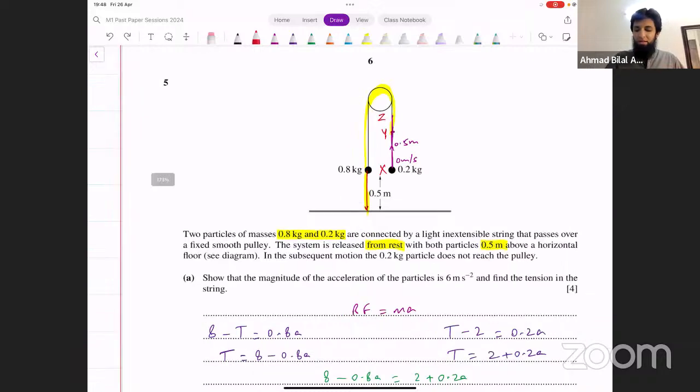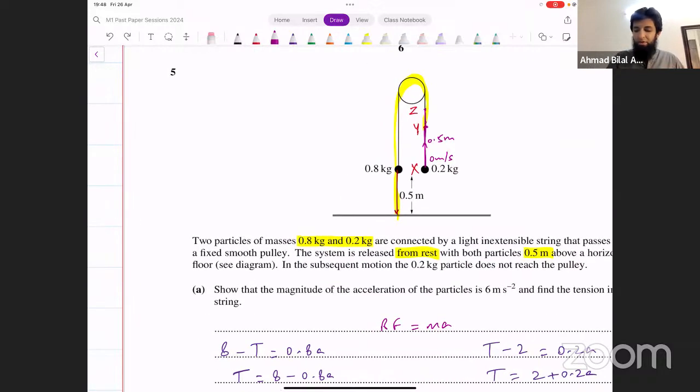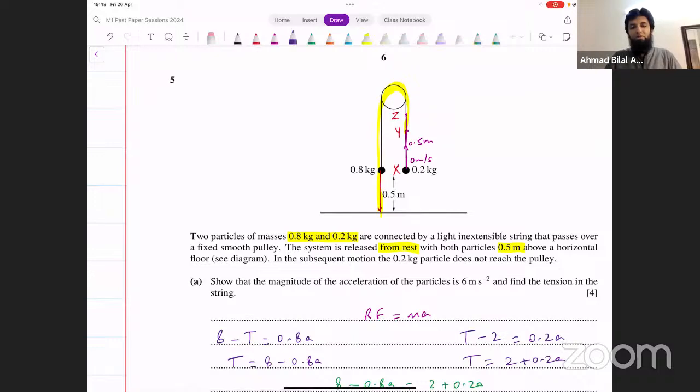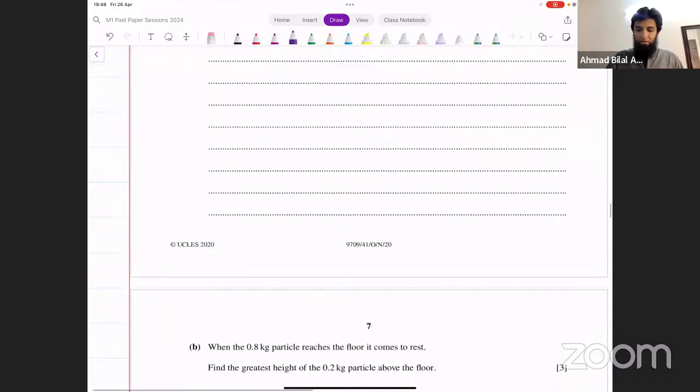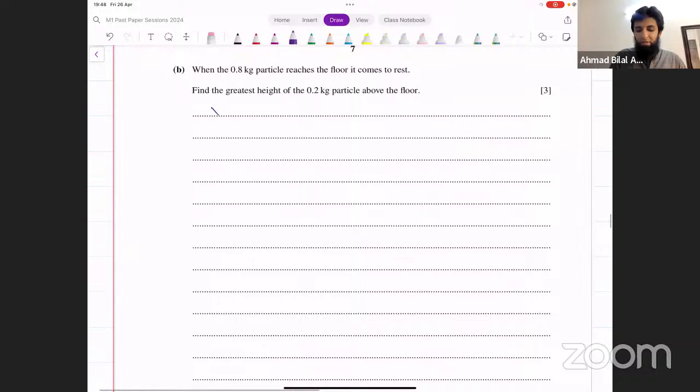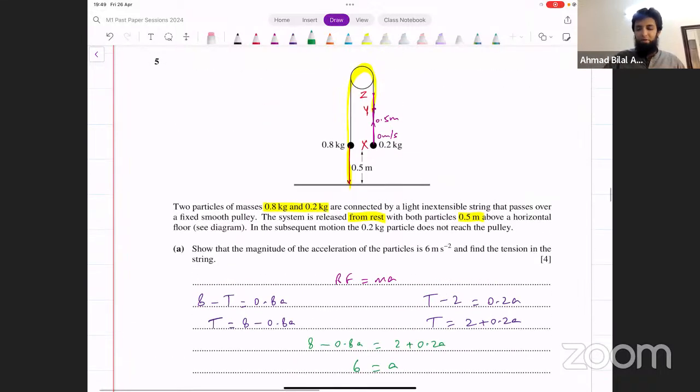From Y to Z, the string is slack, because at Y, the 0.8 kg particle had hit the ground. So when the 0.8 kg particle hits the ground, after that, the string would be slack. Okay. And now we consider both of these two parts of the journey separately. Now, let me explain what I mean by that. You've got the first part, XY. We've got the second part of the journey, that's Y to Z. Both of them are in the upwards direction, so we can take upwards positive for both of them.